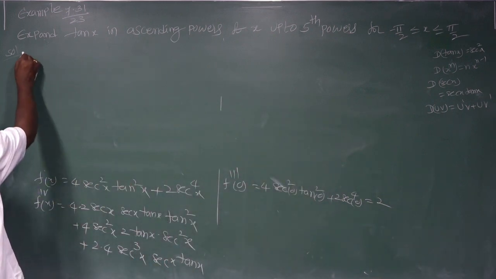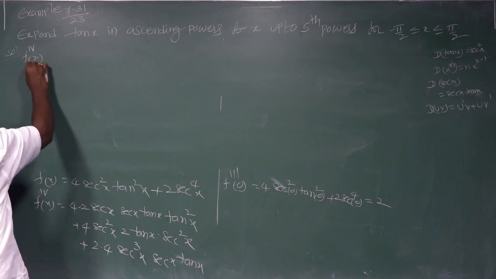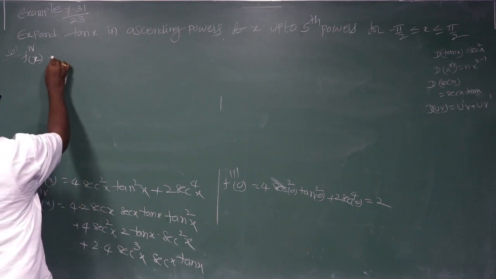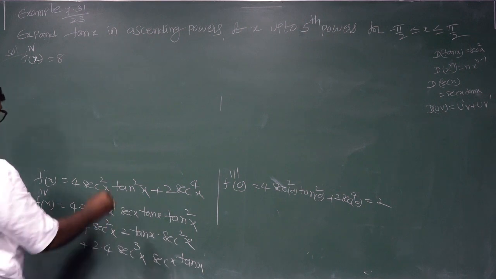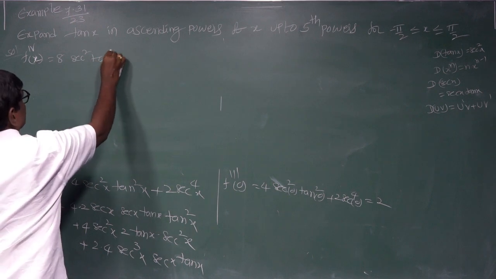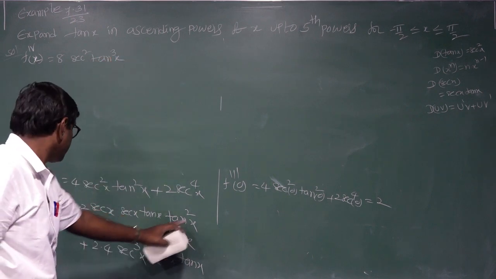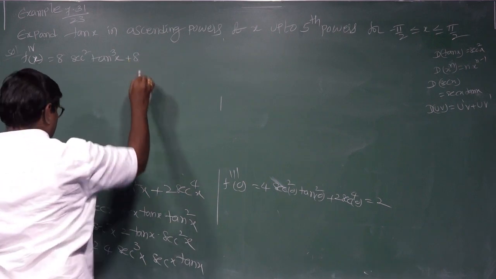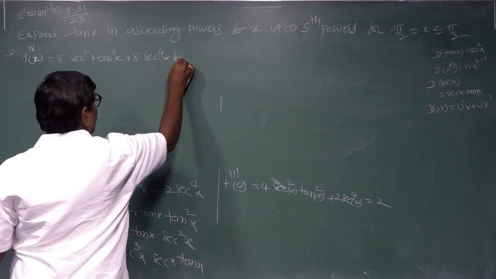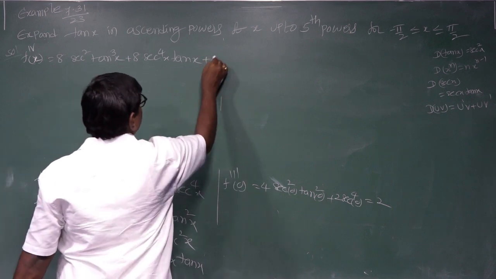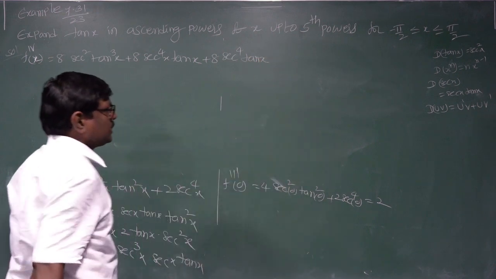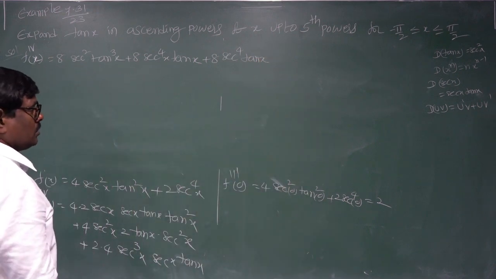Next, the fourth derivative of f(x) equals 8 into secant square x, tan x, secant x tan cube x into tan square x, plus 8 into secant^4 x tan x, plus 8 into secant^4 x into tan x.